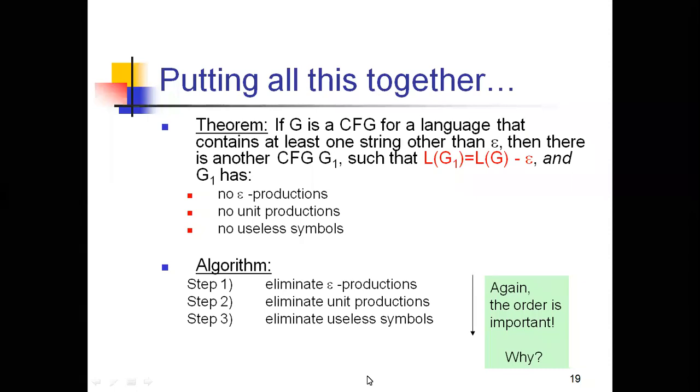And here the theorem of this concept is: G is always a context free grammar, right? So if G is a context free grammar for a language, and it contains at least one string other than epsilon, then there is another context free grammar, which we can name G1. And both G and G1 should be equivalent excluding epsilon. And G1 should have no epsilons, no unit productions, and no useless productions. And that's the theorem statement.